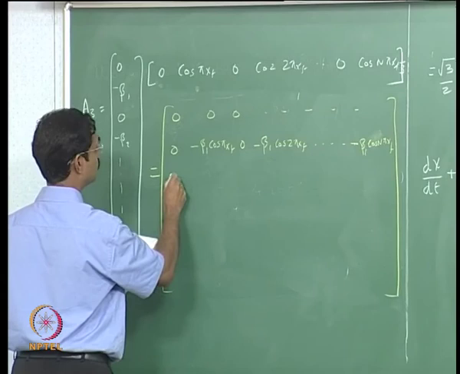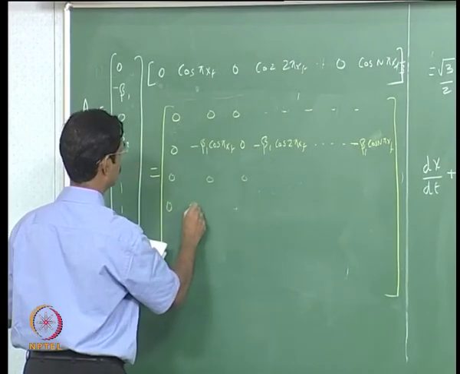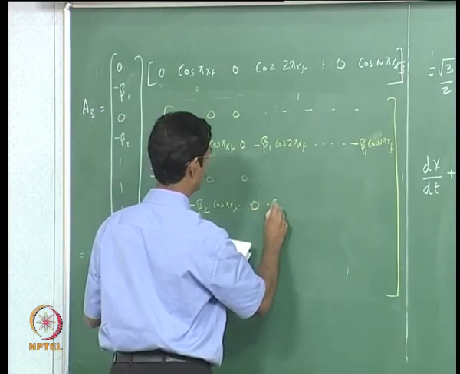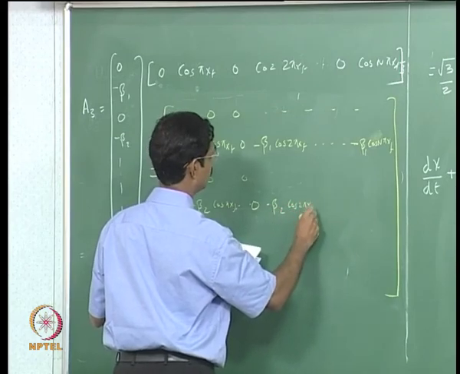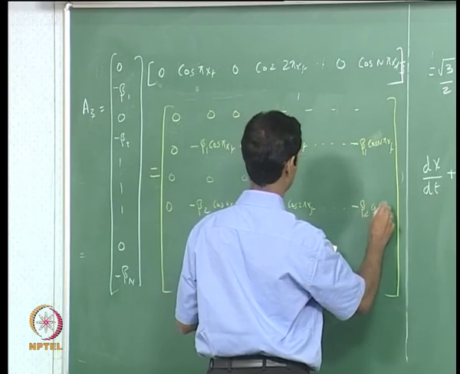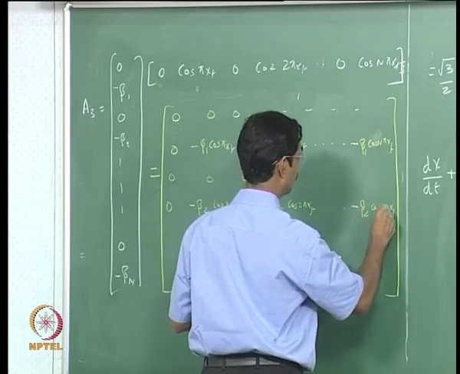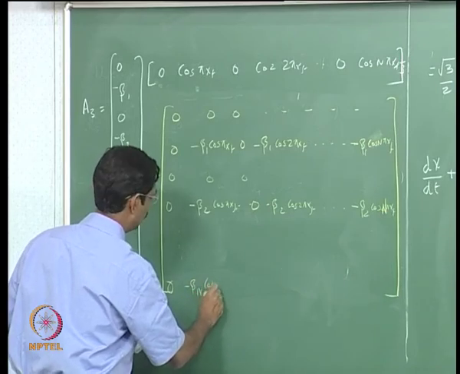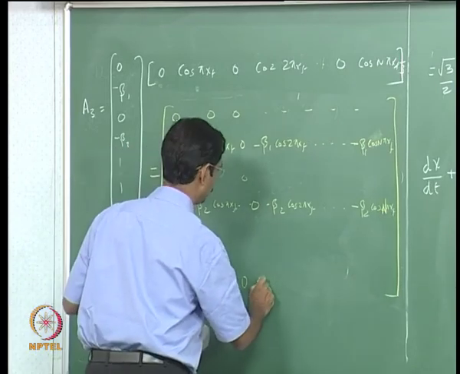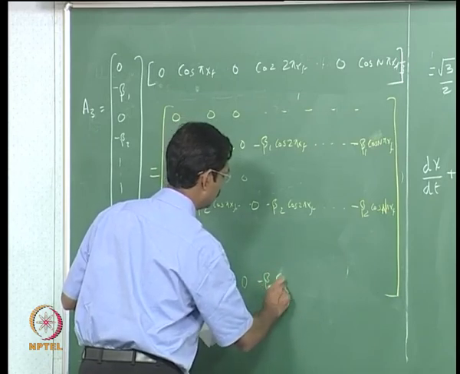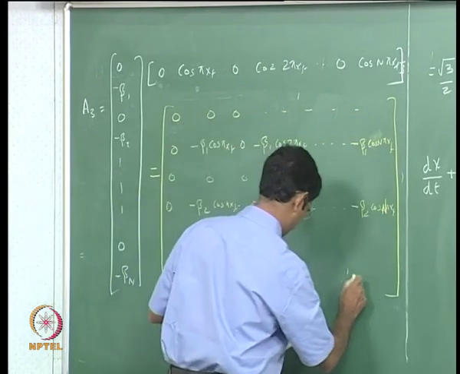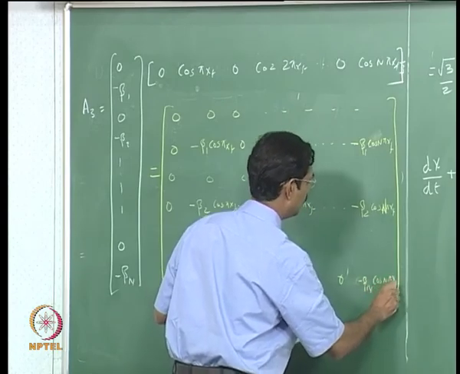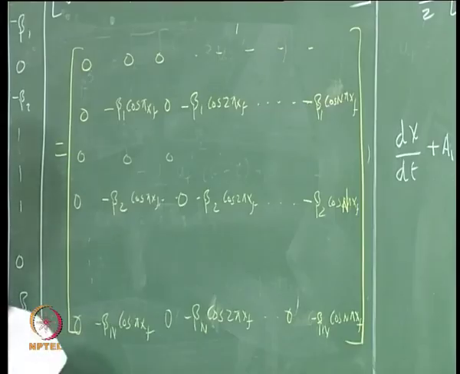The next term rows will be all zeros, and then after that comes 0, minus beta 2 cos pi xf, 0, minus beta 2 cos 2 pi xf, minus beta 2 cos n pi xf, and then the last row will be 0, minus beta n cos pi xf, 0, minus beta n cos 2 pi xf, 0, minus beta n cos n pi xf. So we have it here.